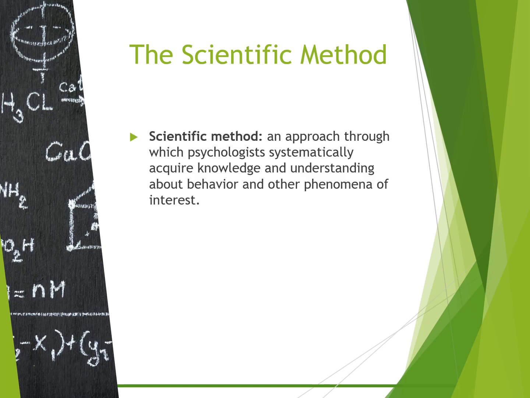Okay, so let's start off with the scientific method. Just a definition overall of what the scientific method is: it is an approach that psychologists systematically, right, there's a system involved in conducting research. So the approach that psychologists systematically acquire knowledge and understanding about behavior and then about other phenomena of interest.